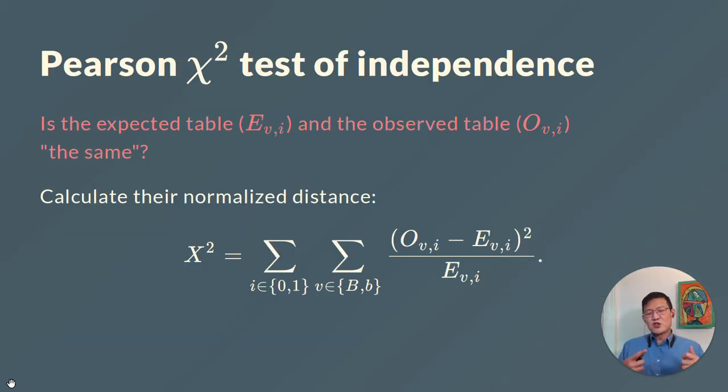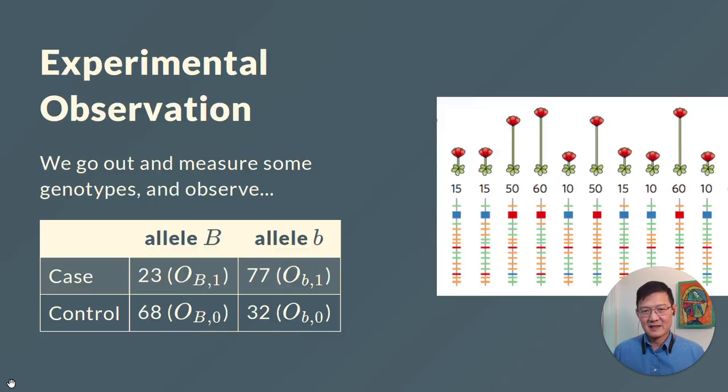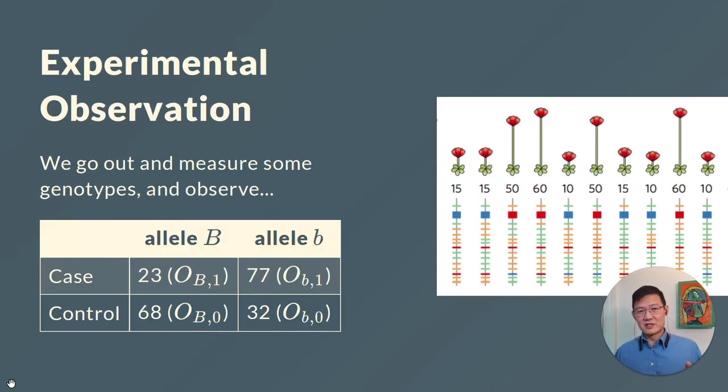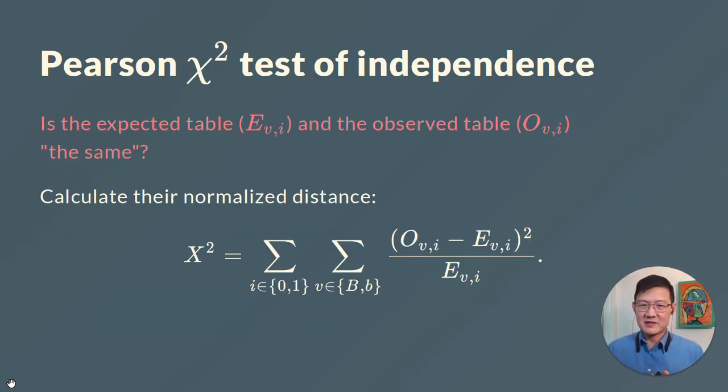Now, we want to check whether this table here is different from the expected table. To do so, we just measure the difference between them. And we measure this difference using something called the chi-squared statistic, and the test is called the Pearson chi-squared test of independence. How do we measure this?